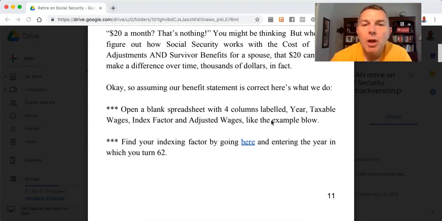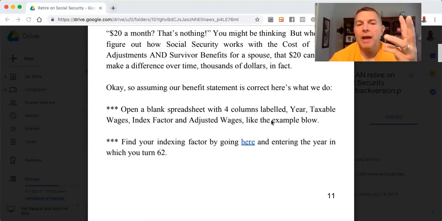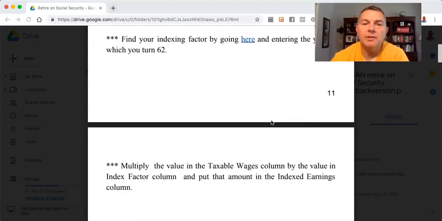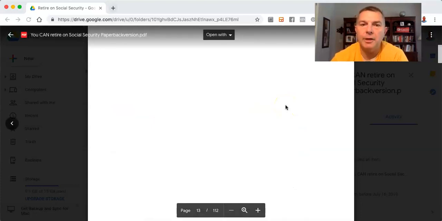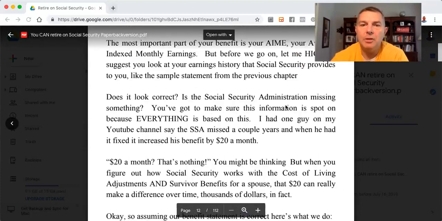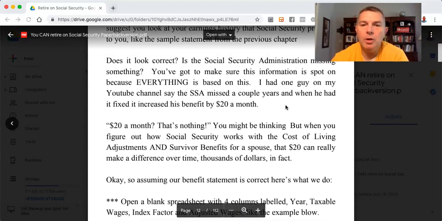Okay, so assuming our benefit statement is correct, here's what we do. We open a blank spreadsheet with 4 columns labeled year, taxable wages, index factor, and adjusted wages, like this example below. So year, taxable wages, index factor, indexed earnings, all right?